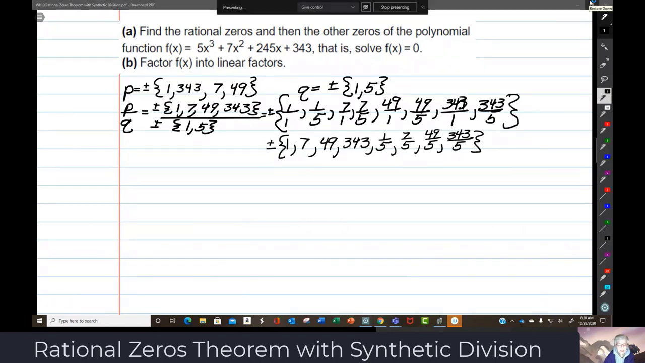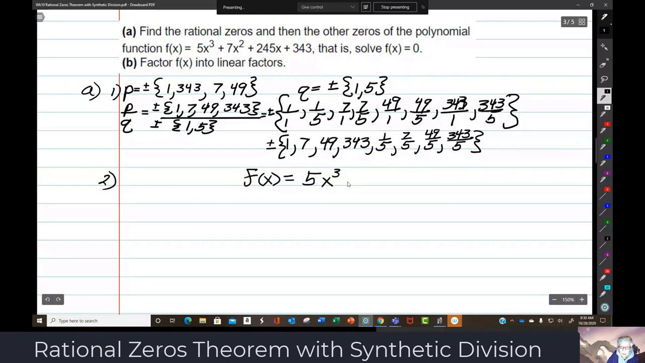Okay, so here we go. Synthetic division. Here was part one in A. Here's part two. We'll put our negative one here. No, I won't, because that'll get me messed up. No shortcuts. Okay, f of x equals 5x to the third plus 7x squared plus 245x plus 343. I'll write my negative one here, that's my guess.